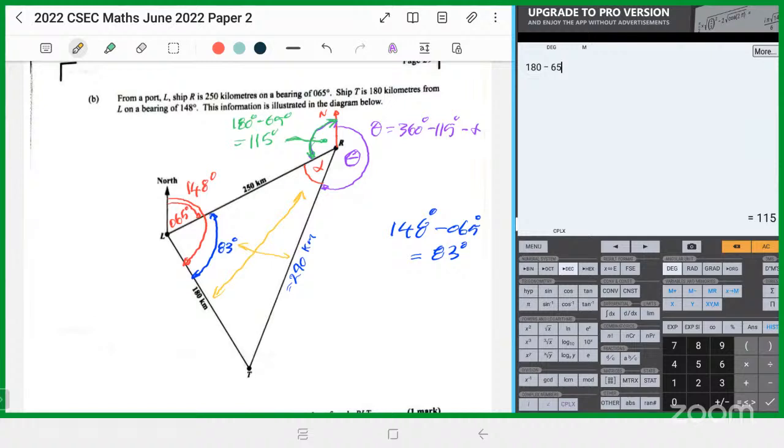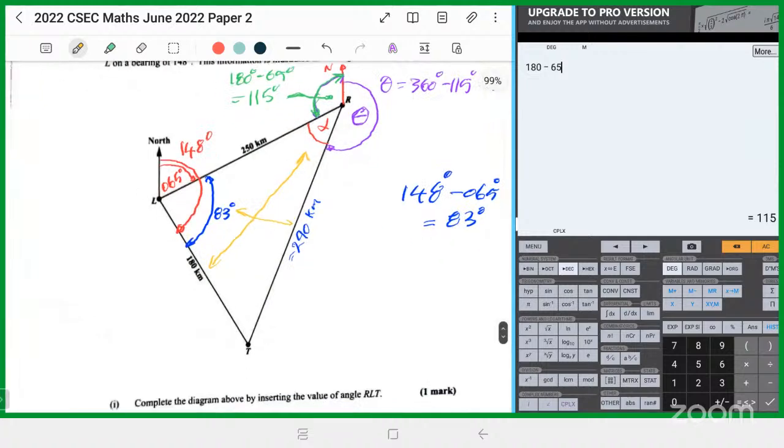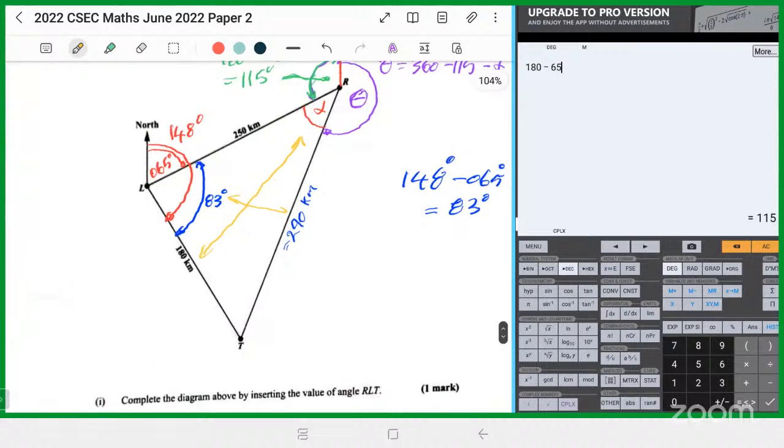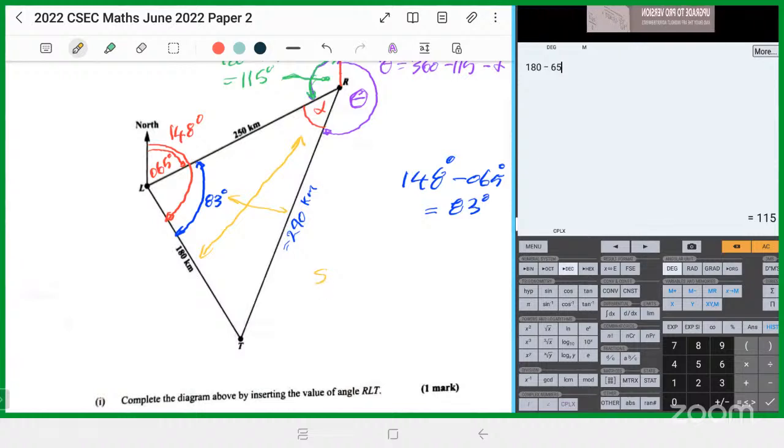I can put the sine rule right on the screen just to have it in front of you. So the sine of alpha, sine rule for alpha. It's right in front of you on the screen. So sine rule for the alpha. Sine of alpha over the side opposite the alpha, which is the 180, is equal to the sine of the angle that you know, which is 83 degrees, over the side opposite the 83, which is 290.